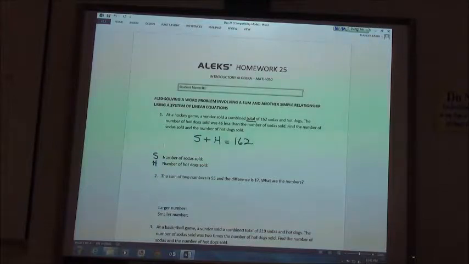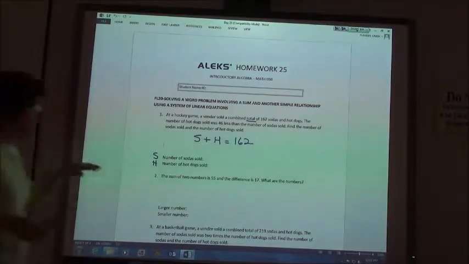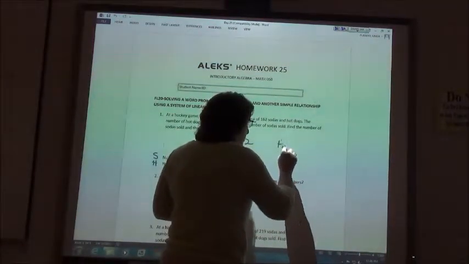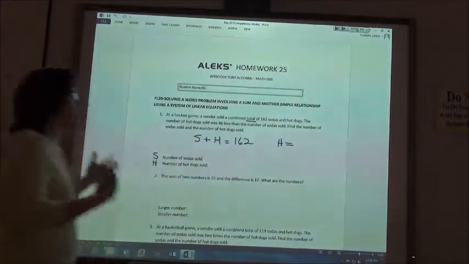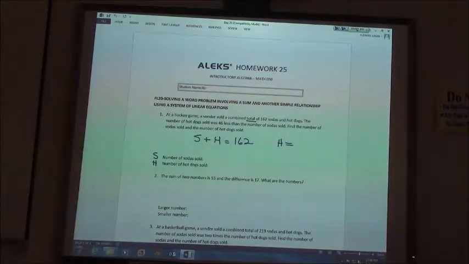My other equation is going to come from that second sentence. The number of hot dogs sold was 46 less than the number of sodas sold. When I'm writing that second equation, whatever thing is mentioned first, that's the variable that's going to be set equal to something. The number of hot dogs, H, was, so there's where my equals is. The hot dogs is going to be written in terms of the sodas.